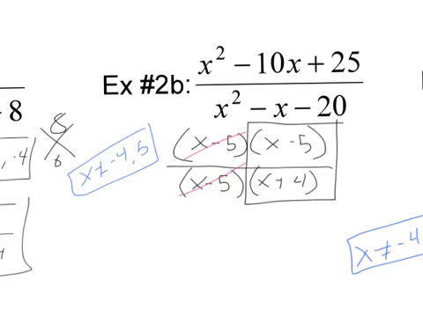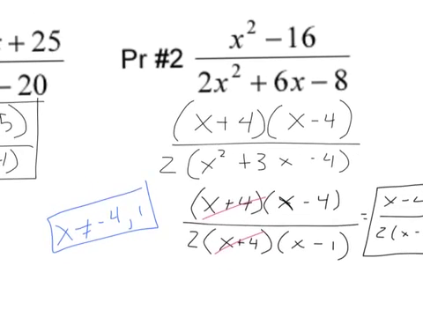Okay, for example number 2b here, I factor the top, and it's x minus 5 and x minus 5. And on the bottom, it's x minus 5 and x plus 4. So I wrote my restrictions real quick. It can't equal negative 4 or 5, and then I canceled them out, and that's my answer. All I'm left with is an x minus 5 over an x plus 4.